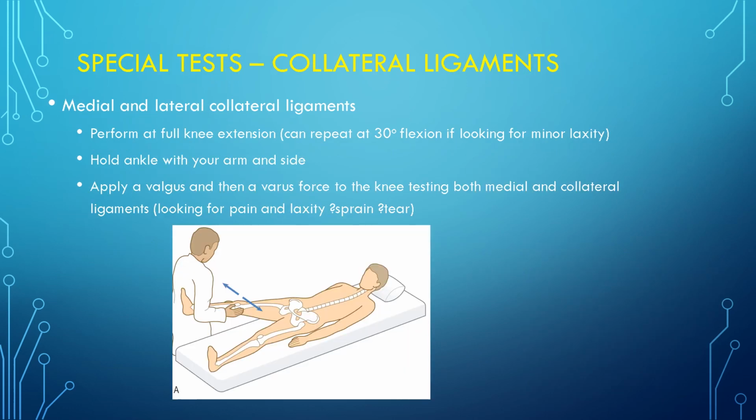Now we move on to the special tests. When looking at the collateral ligament, we keep the knee in full extension. You can repeat this at 30 degrees if you're looking for minor laxity.